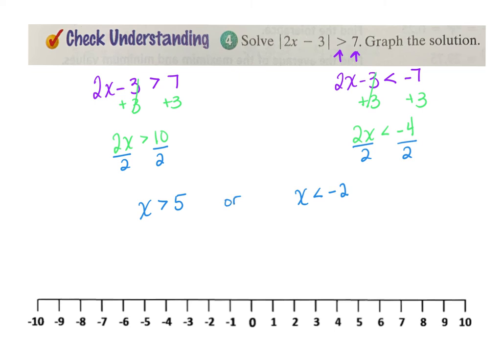This is OR, so I'm going to graph them individually. I'm going to say open circle on 5 and greater than. It does not include 5, so that's why I do an open circle. And then negative 2, open circle here, and less than. So everything to the left of negative 2. And so that is what your answer should have looked like for this particular problem.